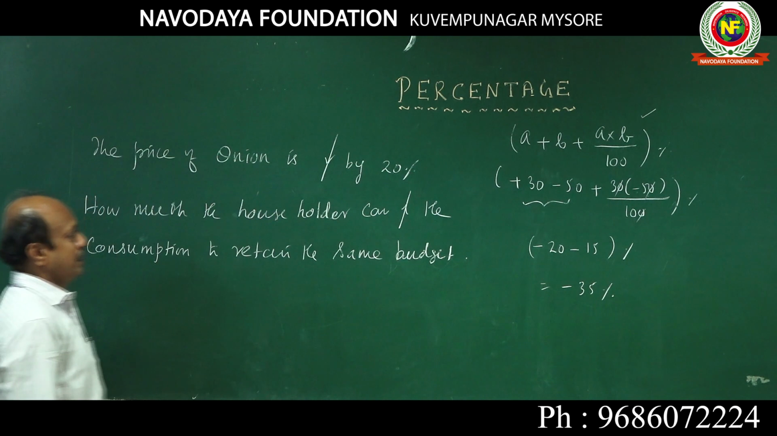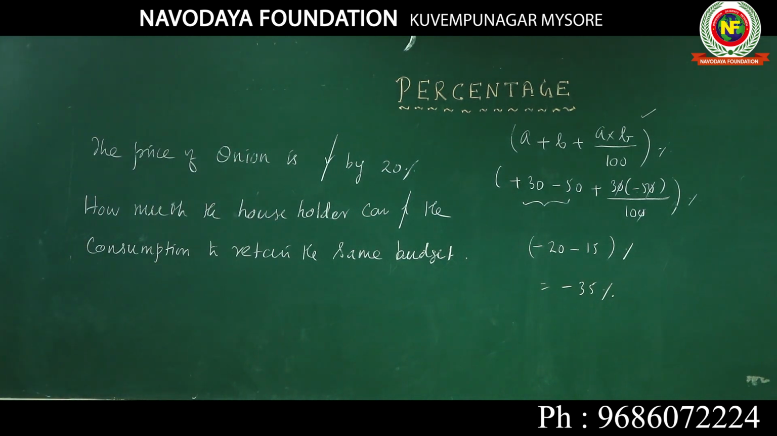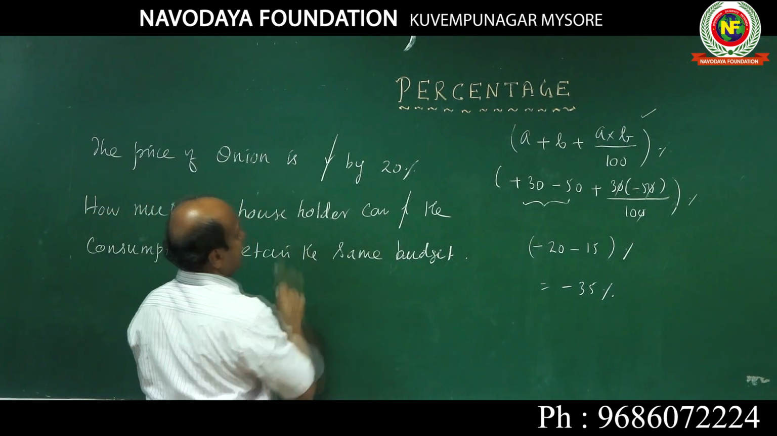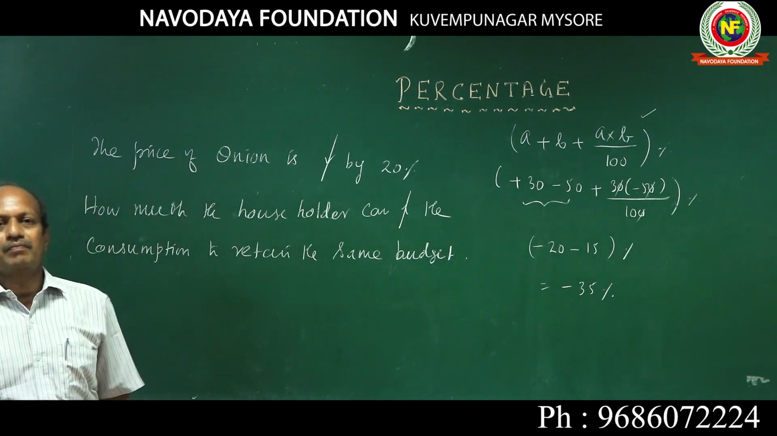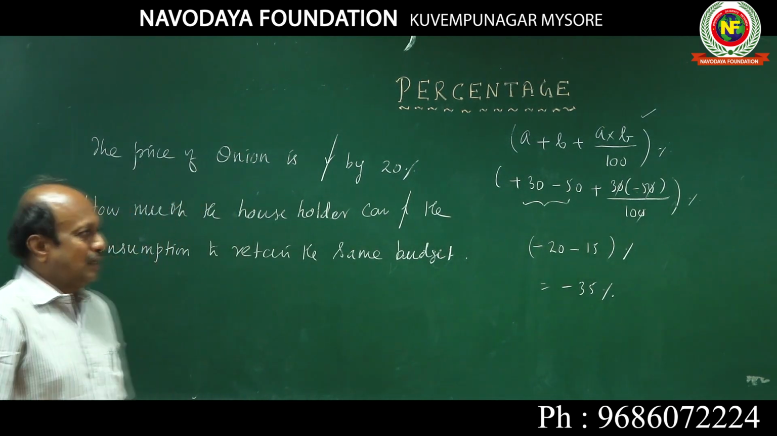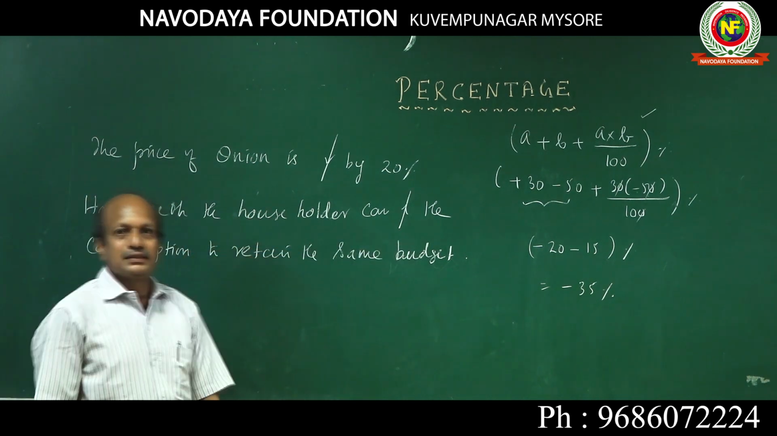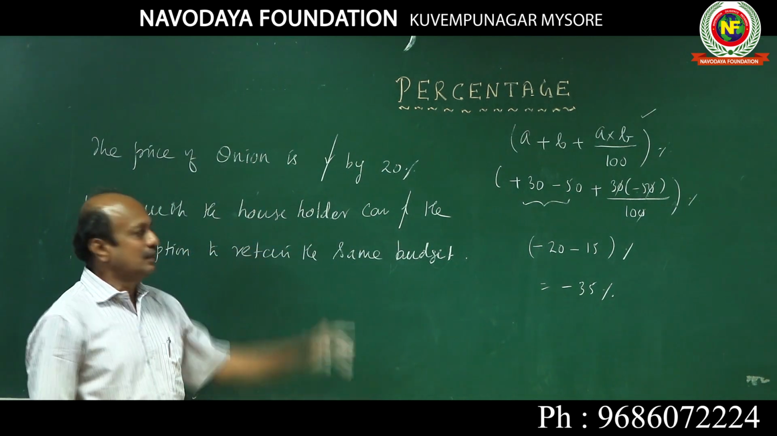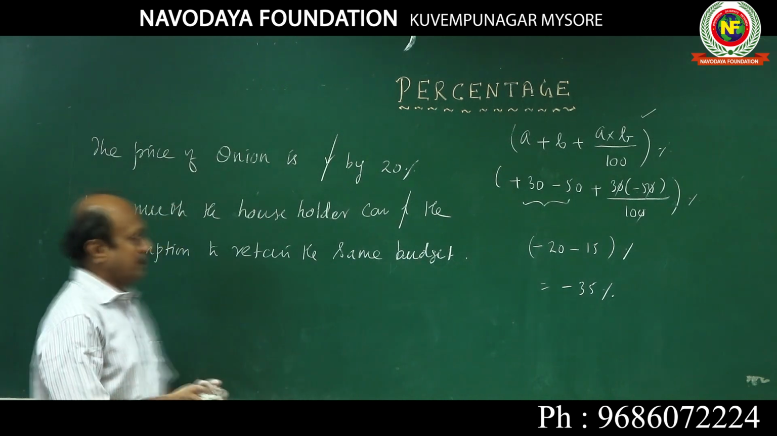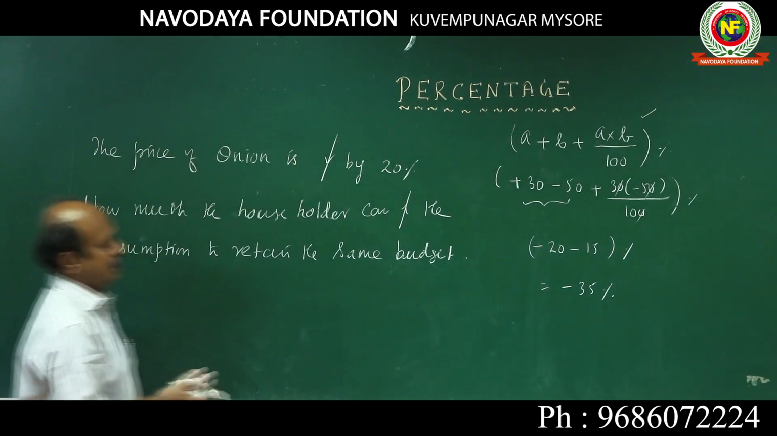To retain the same budget. See the thing, the price of onion is decreased by 20%. How much can the householder increase? This is a human tendency. If the price is reduced, normally we utilize more. If the price is increased, we will control ourselves or find some other alternate way of maintaining the budget. Here is a simple idea.